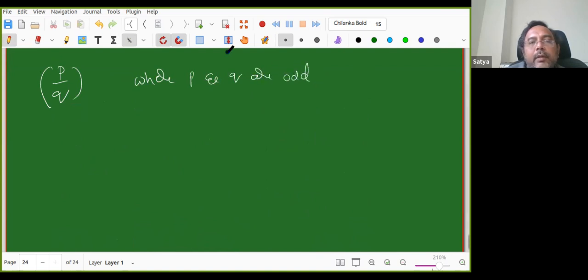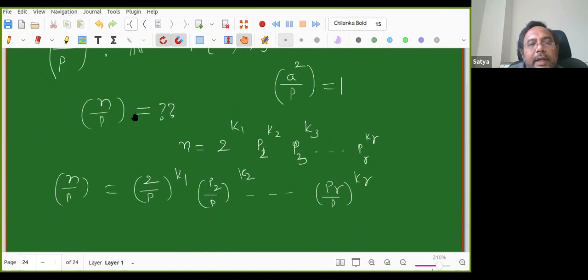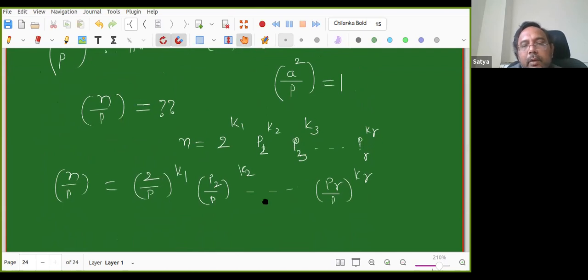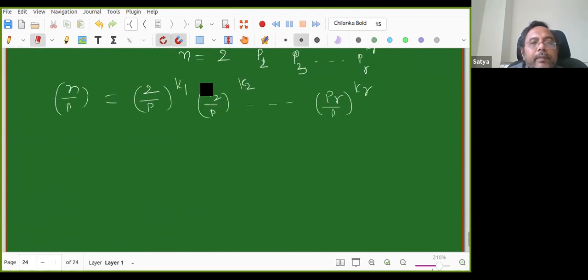Of course, we need negative numbers too, since n is an integer, but 2 is separate. 2 we need to prove separately. We did it by Gauss lemma. We completed that in the last class, right?